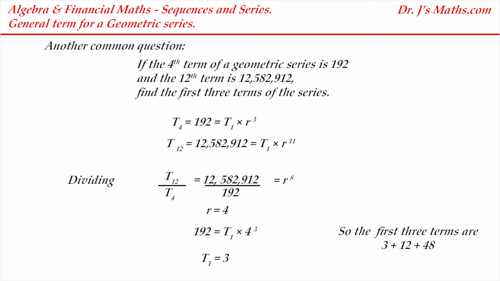The second term is T1 times our common ratio, 3 times 4 is 12. And then the third term is our 12, which we've just calculated, times our common ratio, which is 48. So it's 3 plus 12 plus 48 if we're looking for the series. See? Nice and straightforward. Always the same.